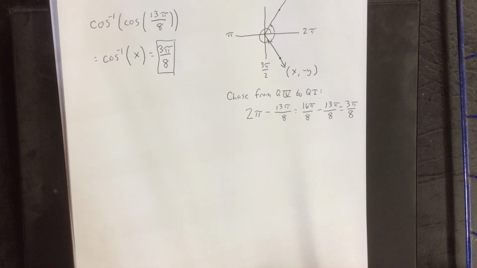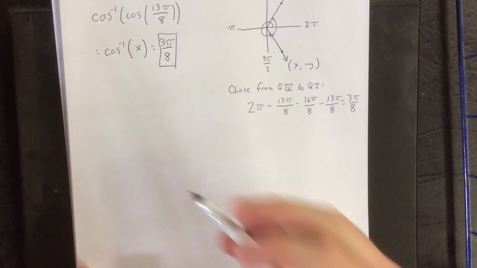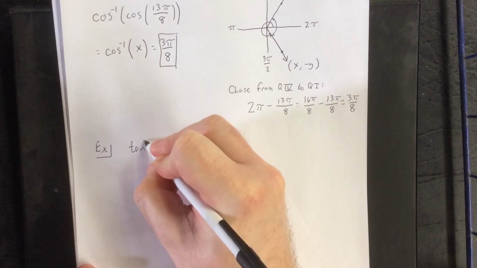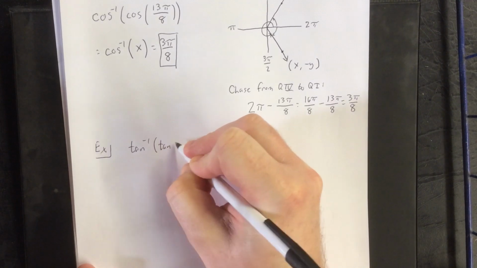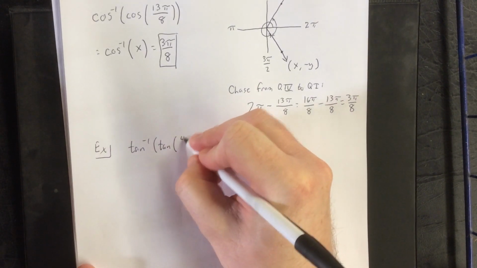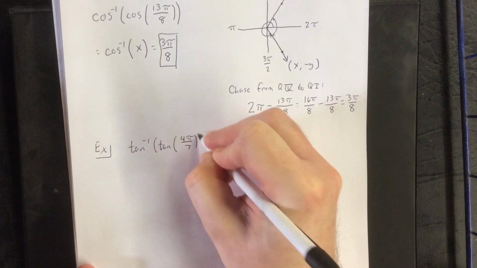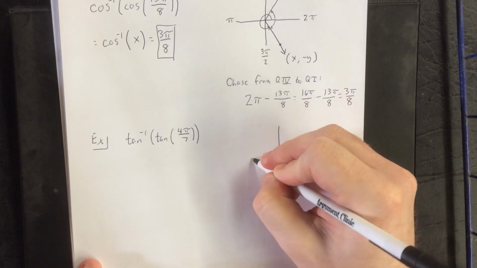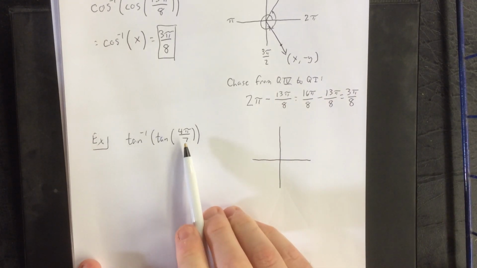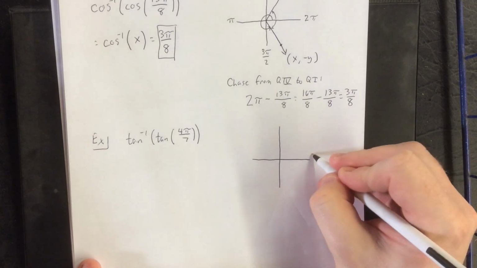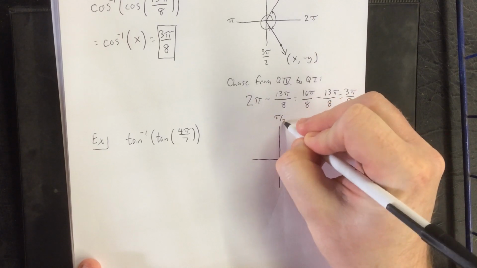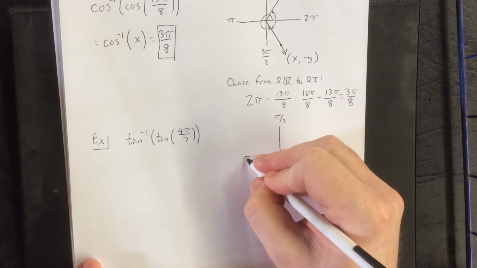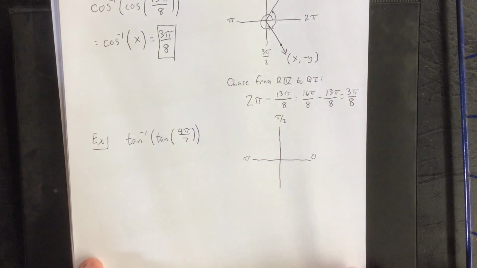Since we're doing as well as we're doing, let's try out one more. Let's do the inverse tangent of the tangent of 4 pi over 7. Now for 4 pi over 7, definitely between 0 and 1 pi, due to the fact that 0 would be 0 pi over 7, and pi would be 7 pi over 7, so 4 pi over 7 would be between those two.